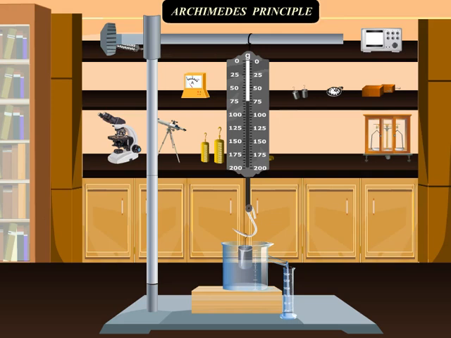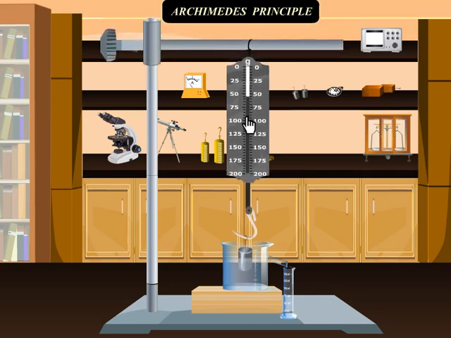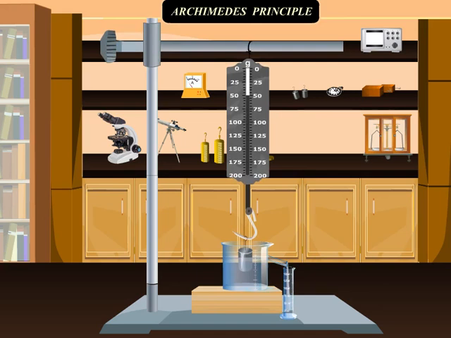On immersing the block partially into the water for the first time, the apparent loss in weight of the block is 25 grams, and the weight of the water displaced by the block, which is collected in the measuring cylinder, is also 25 grams.